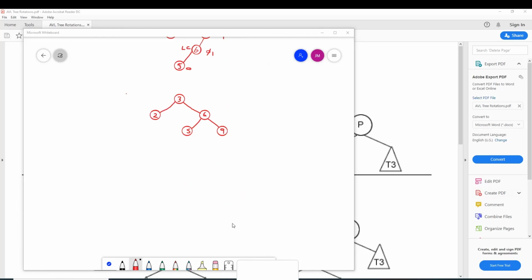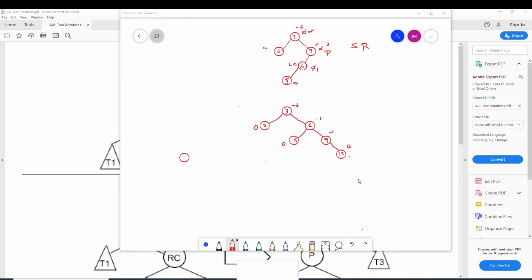The next number to go in is a 12. And the 12 is going to go in right here. I put the balance factors on here, and we can see now that it is the root that has a problem.